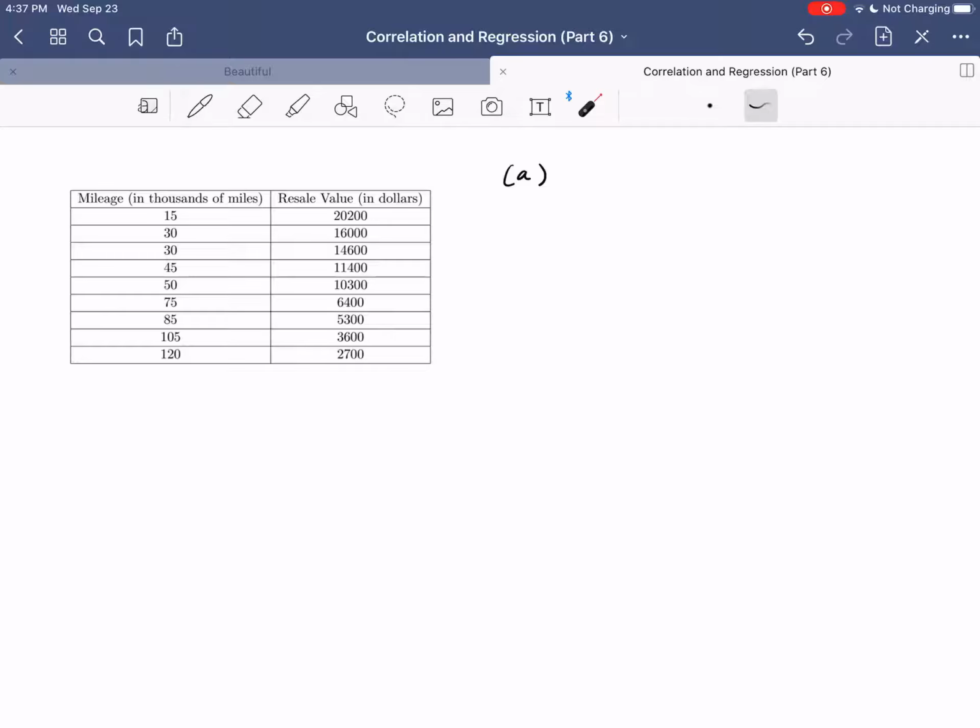Well, hopefully we should be convinced that the mileage, the amount of miles that people have driven the car, should probably impact the resale value, not the other way around. So this will be our explanatory, and when we get to the calculator part, we'll be putting that into L1, and the resale value will be our response, which we'll eventually put into L2. Let's go ahead and draw our scatter plot.